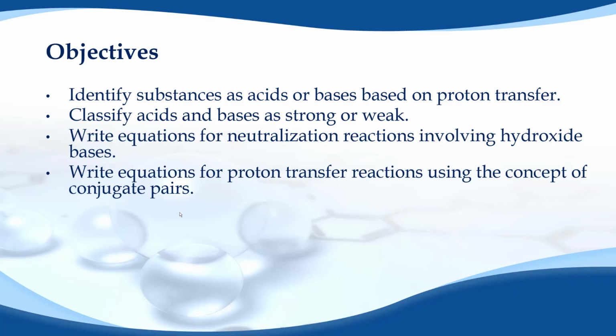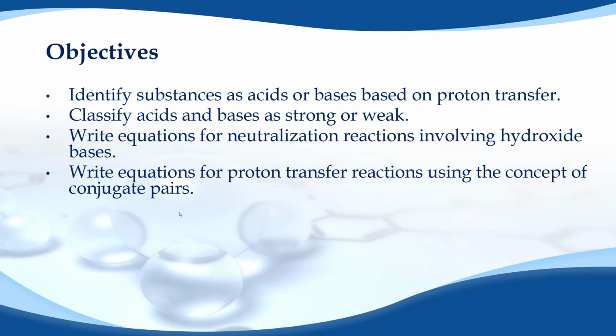All right, so the objectives here is we want to be able to determine if something is an acid or a base. We want to be able to classify an acid or a base as strong or weak. There's going to be a little bit of memorization for you. Then the next video, we're going to talk about writing neutralization reactions, and then we're going to talk about writing proton transfer reactions in the form of net ionic equations.